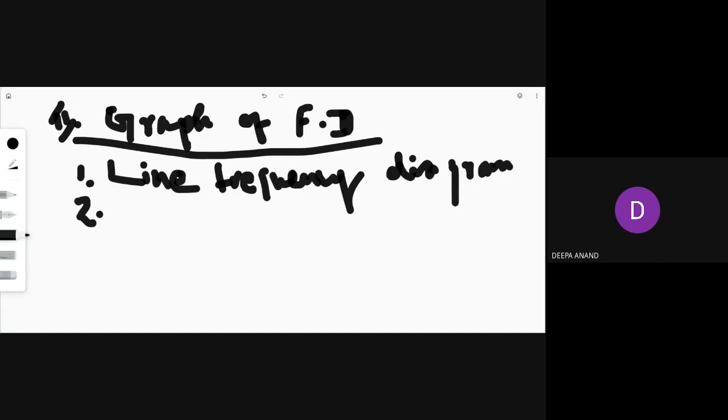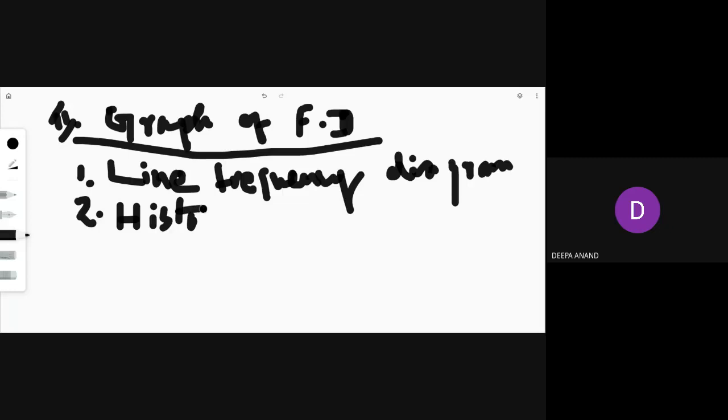Yes or no? In the diagrammatic presentation, what are the things you have seen? Line diagram, simple bar diagram, multiple bar diagram, circular or pie diagram. Okay, we did those without the graph. When we do it on the graph paper, it is line frequency diagram. And the second one is histogram.